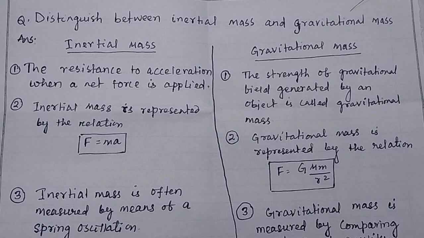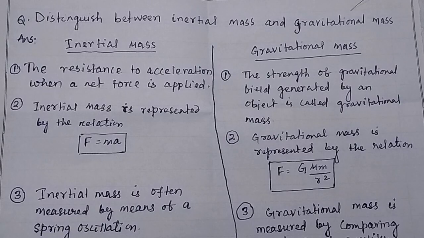Distinguish between inertial mass and gravitational mass. We know inertial mass and gravitational mass are identical in value but differ in how they are measured. Inertial mass and gravitational mass can be defined as follows.